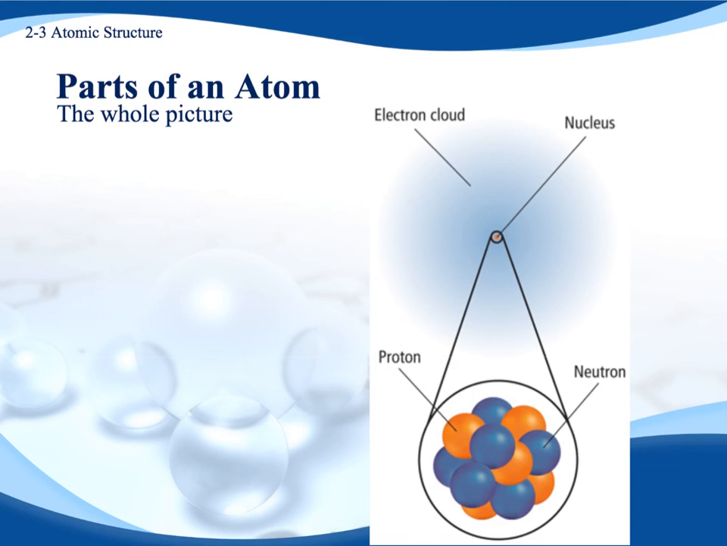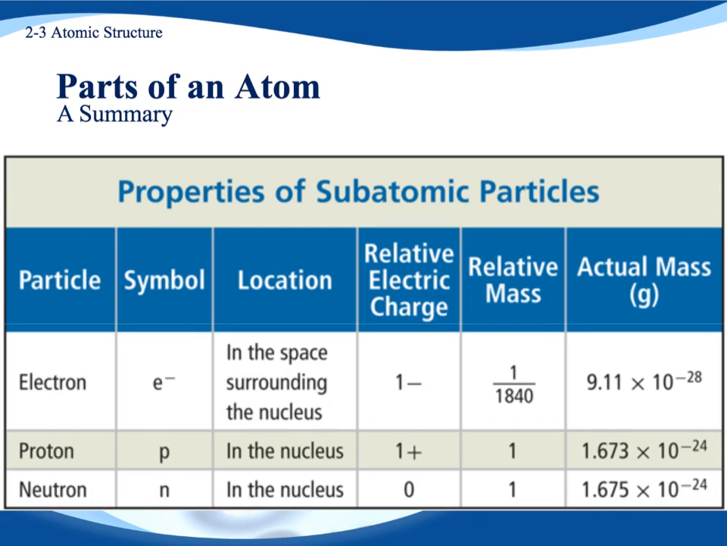Here's just a good picture of what this looks like. So here would be the whole picture of an atom. This would be your electron cloud. The electrons are somewhere out here. The nucleus is this tiny, dense part in the middle. Very, very small. It's made out of protons and neutrons. So this is a zoomed-in picture here of the nucleus. This is just a good summary chart for your notes, so you can screenshot this just to remember where things are.